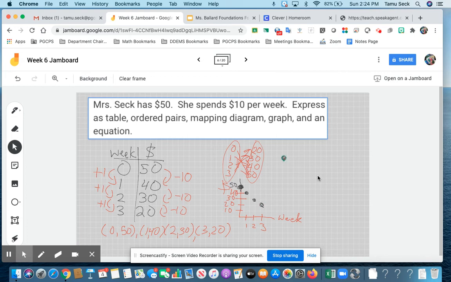Now the money is decreasing by 10 every week, so it's negative 10x. And how much did I begin with? I began with $50. So since I began with $50, I'm going to add 50. So negative 10x plus 50.